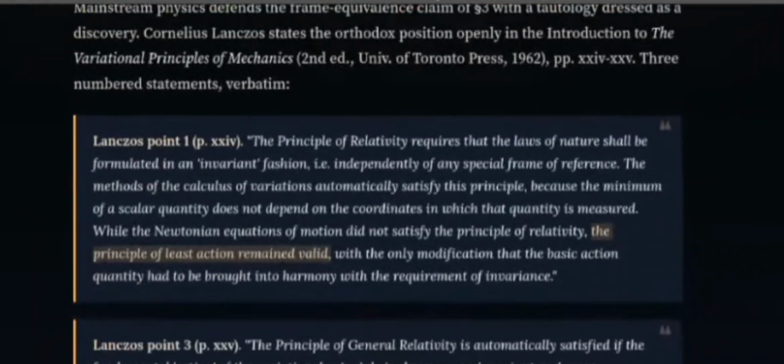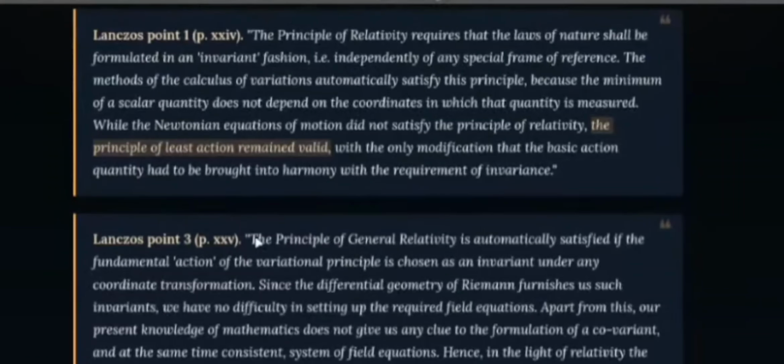So he's saying that relativity theory, especially the general theory, satisfies all this, but we're going to show that it doesn't. So the principle of general relativity is automatically satisfied if the fundamental action of the variational principle is chosen as an invariant under the coordinate transformation.